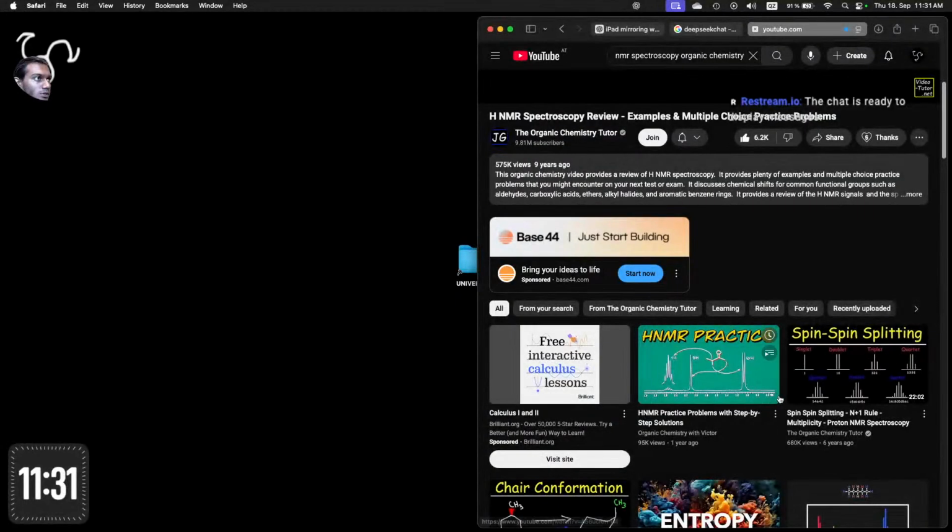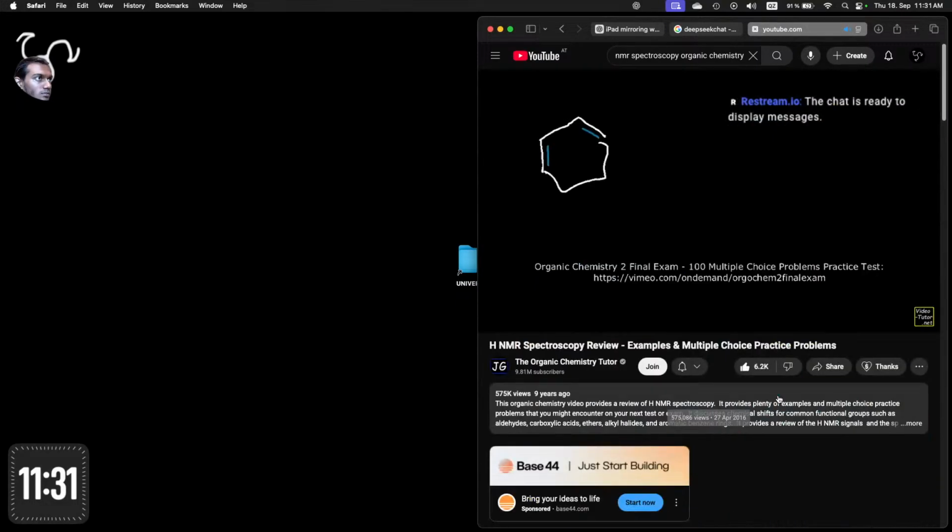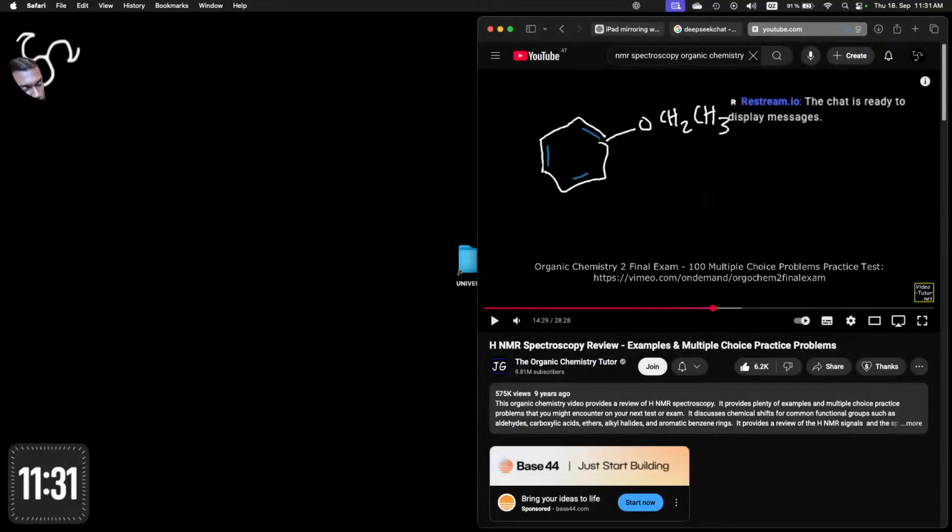So let's say we have this particular compound, methoxybenzene. Actually, this is ethoxybenzene. How many signals would you expect in the HNMR spectrum?